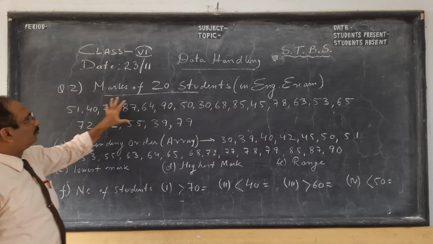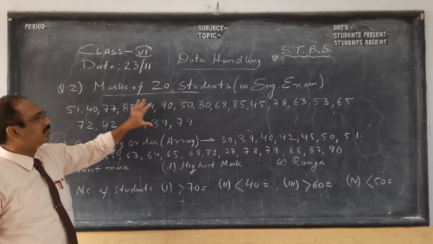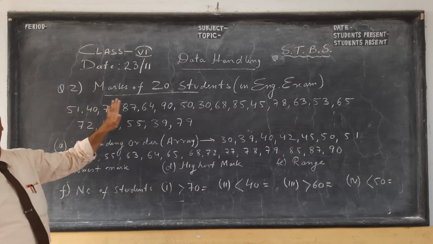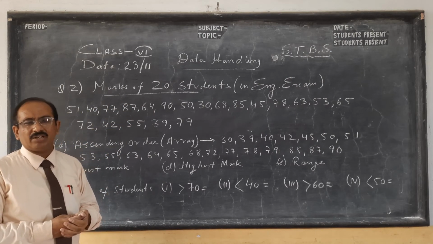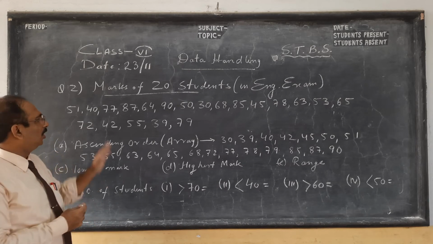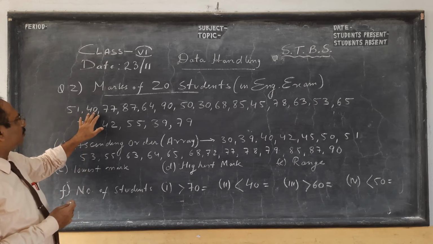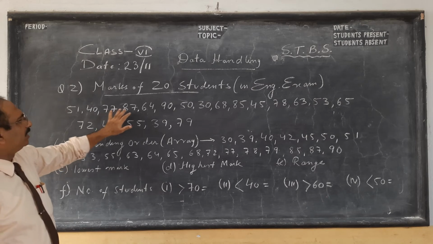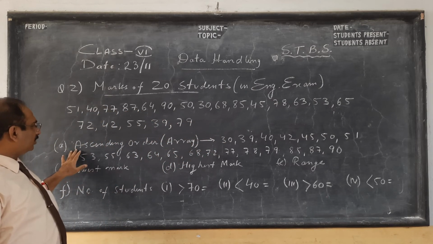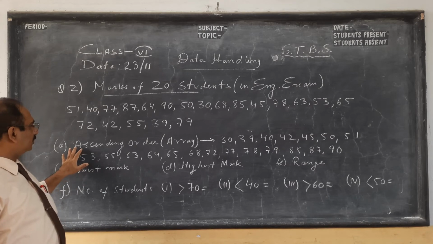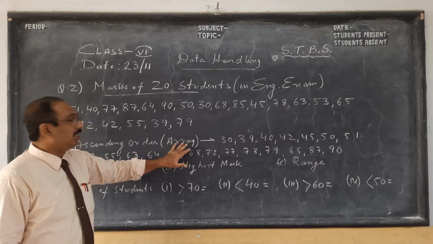So here these are the marks of 20 students in an English examination. Okay, this is raw data. Raw means we have not arranged, we have not made tally mark, we have not made frequency table. So this is 51, one another student got 40, another got 77, 87. So this is what we call raw data. So first very important thing is, in this question we put in ascending order. It is called an array.